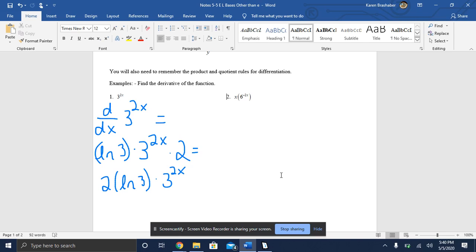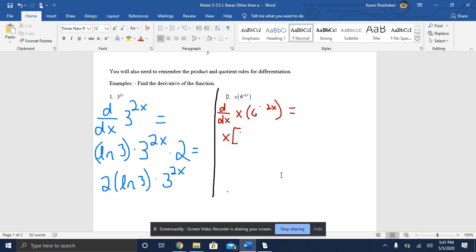You might also see that written as 9 to the x power because you could go ahead and square the 3. All right, then your second problem is x times 6 to the negative 2x. And I tried to emphasize times because you're going to need to do the product rule. So we will start this off doing first times the derivative of the second.